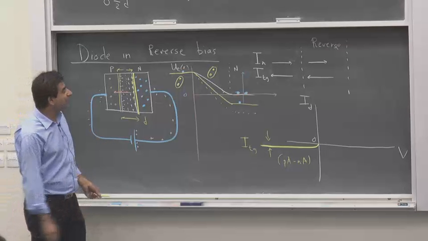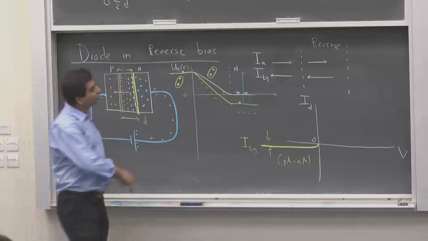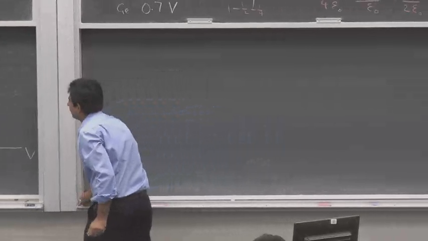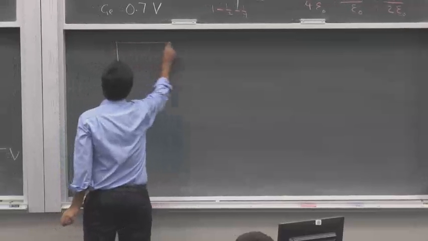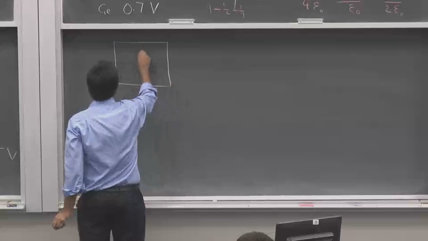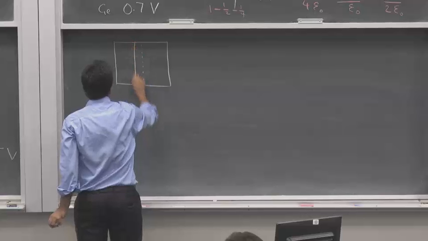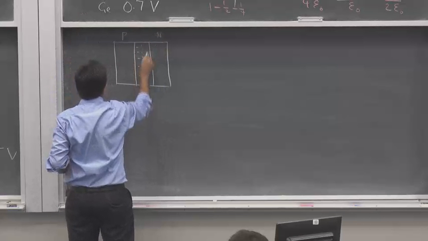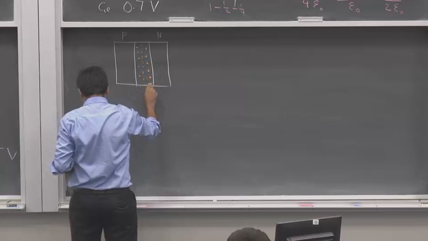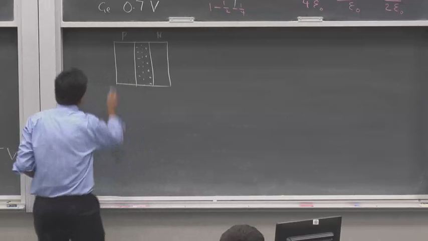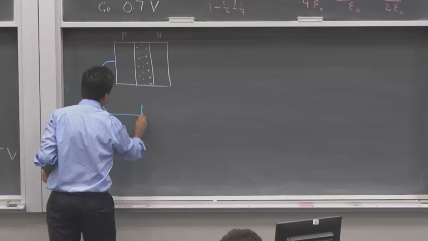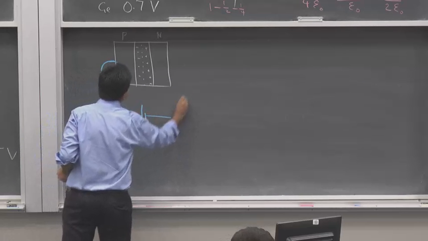Now what's going to happen in forward bias? If I do the inverse scenario, and I forward bias this junction, P, N, negative, negative, negative, negative, positive, positive, positive. Now I connect a battery which has its terminals connected such that this is positive. This is the negative terminal of the battery.